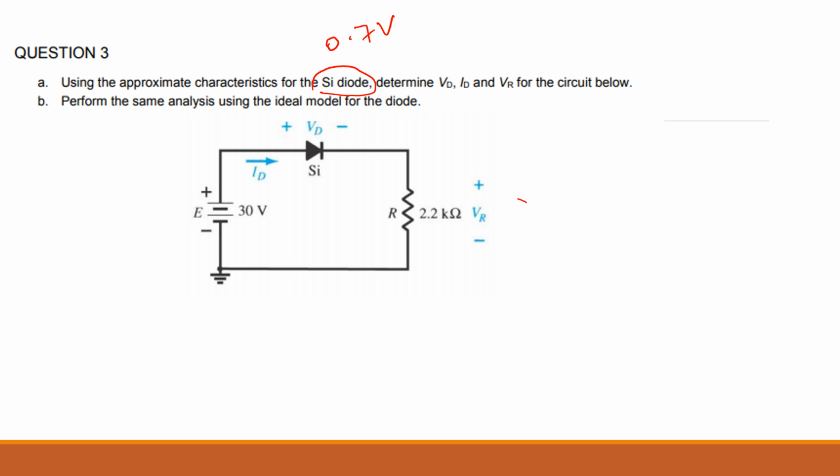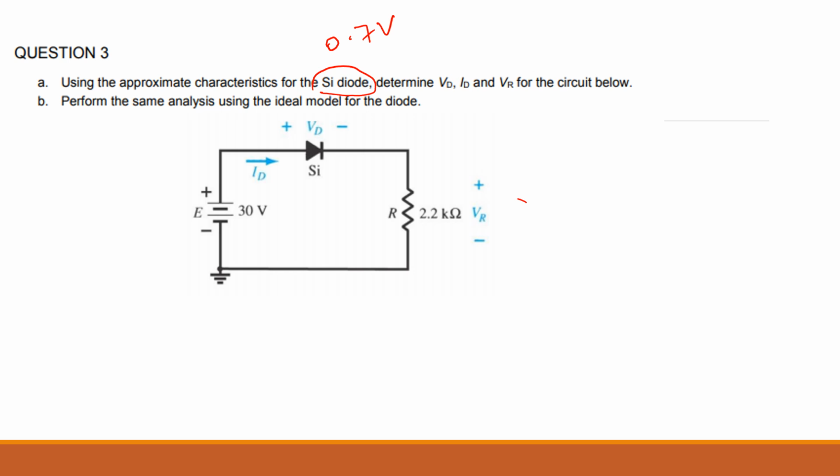0.7 volts, yes, if it is silicon. If it says ideal, 0 volts. So we're only dealing with silicon or ideal situations. If they say in part B that it is an ideal diode, then VD is 0. In the previous one, part A, it is a silicon diode.